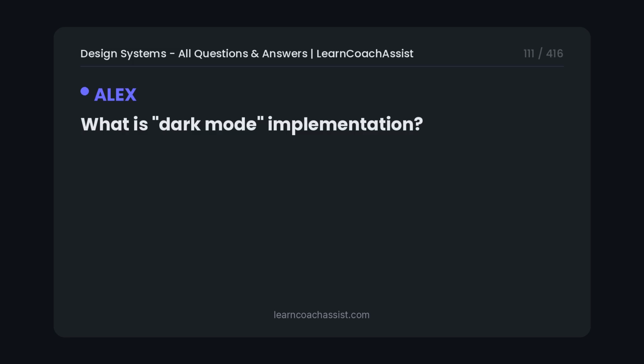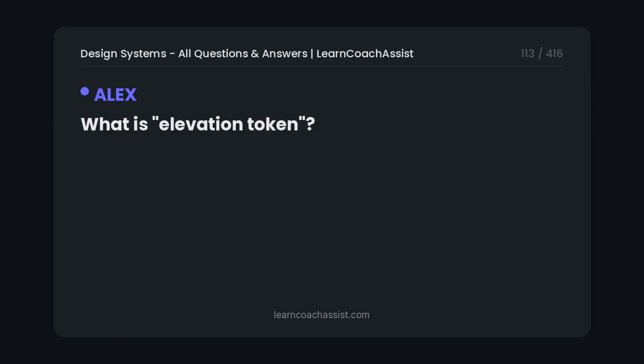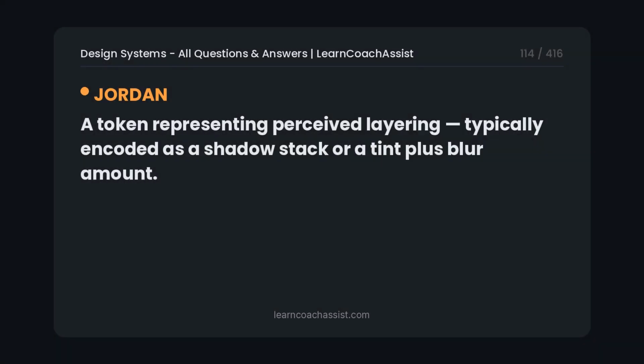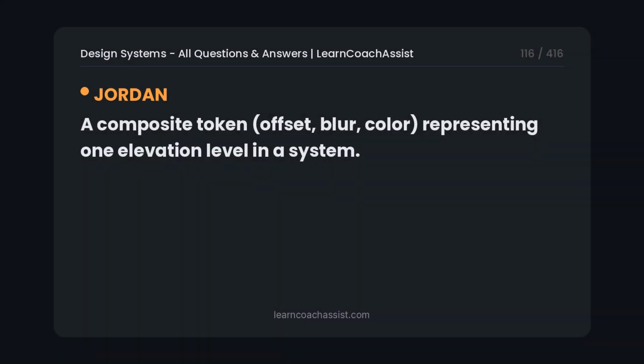What is dark mode implementation? Defining dark mode token values, ensuring contrast ratios, and providing component behavior changes, e.g., elevation via tint, not shadow. What is an elevation token? A token representing perceived layering, typically encoded as a shadow stack or a tint plus blur amount. What is a shadow token? A composite token, offset, blur, color, representing one elevation level in a system.